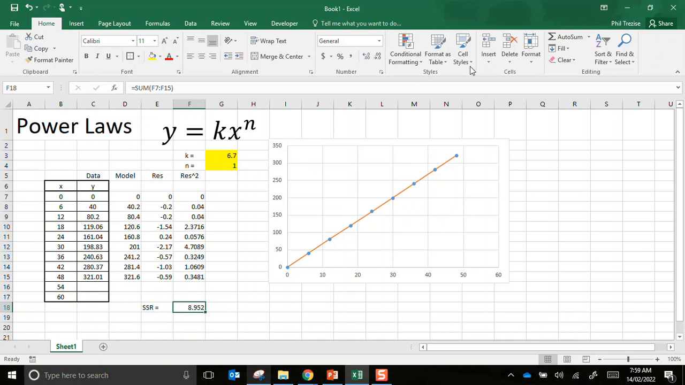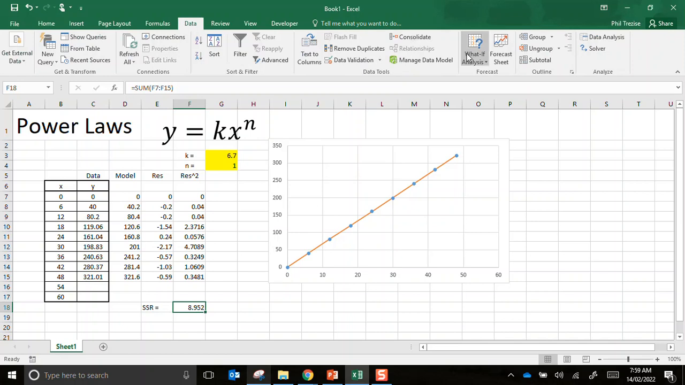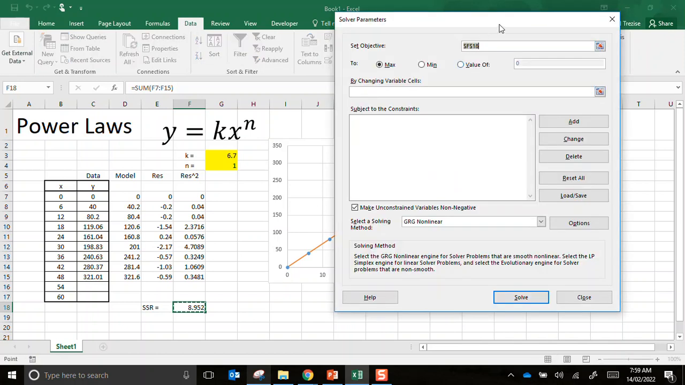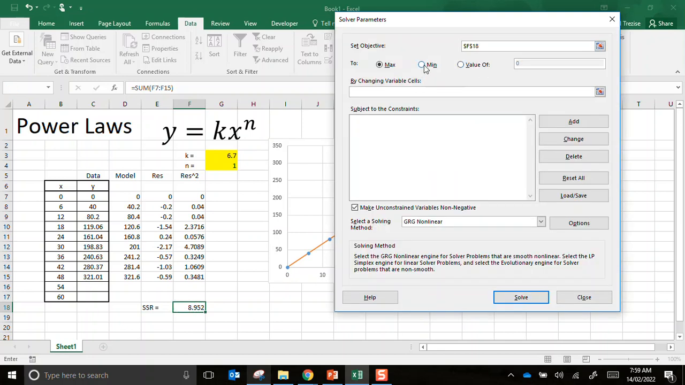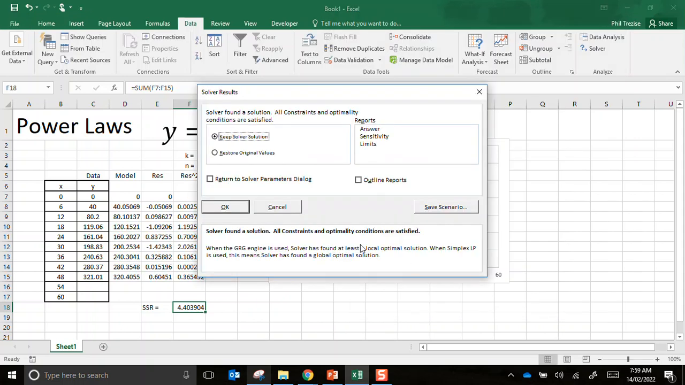Now we can get very fancy if we want to. I could use the solver application inside Excel. So I have an objective. The cell that I want to target is this one. Then I want to minimize it. And what do I want to change? I want to change the value of K. So make unconstrained values non-negative. I usually untick that. It seems to work better. And then I press solve.